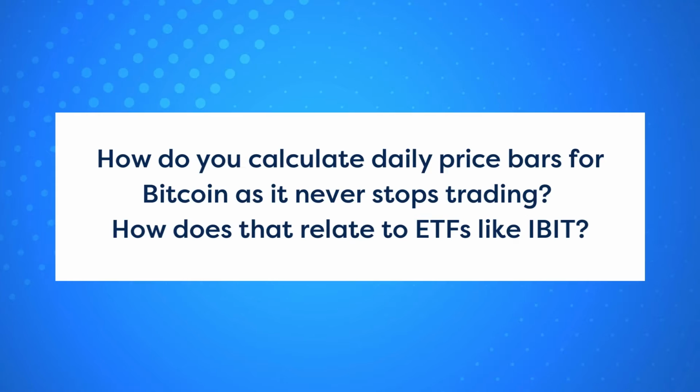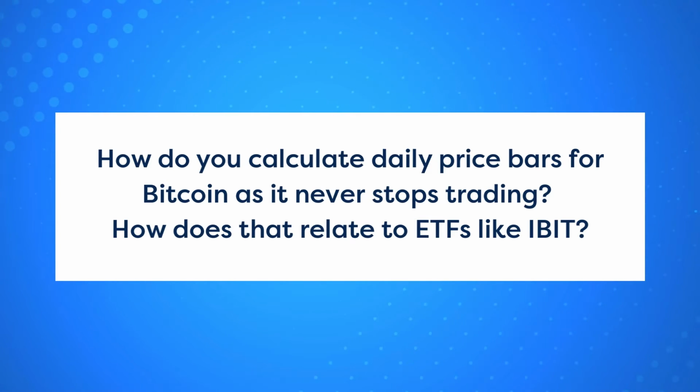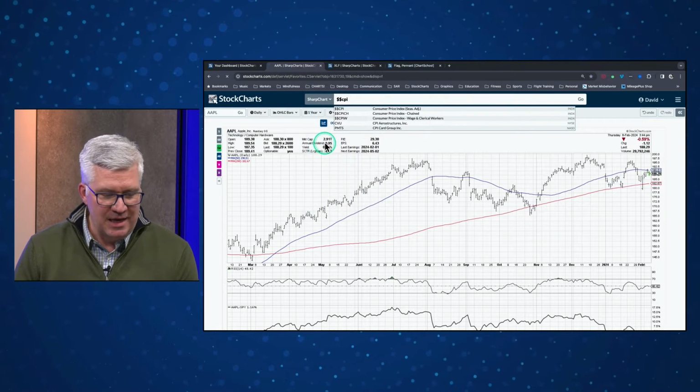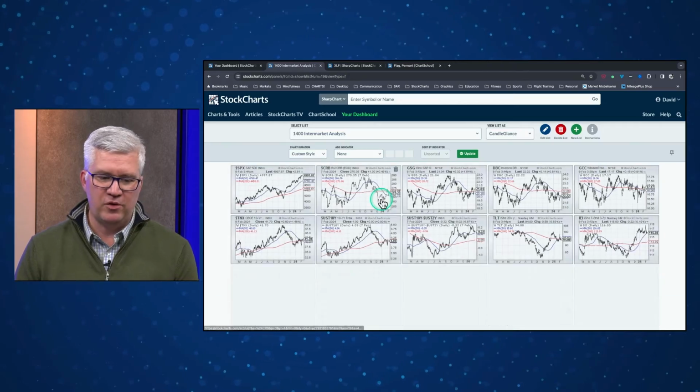Next question. How do you calculate daily price bars for Bitcoin as it never stops trading? How does that relate to ETFs like IBIT? That's the new iShares ETF tracking Bitcoin. So what's interesting is you have this problem when something trades 24 hours.